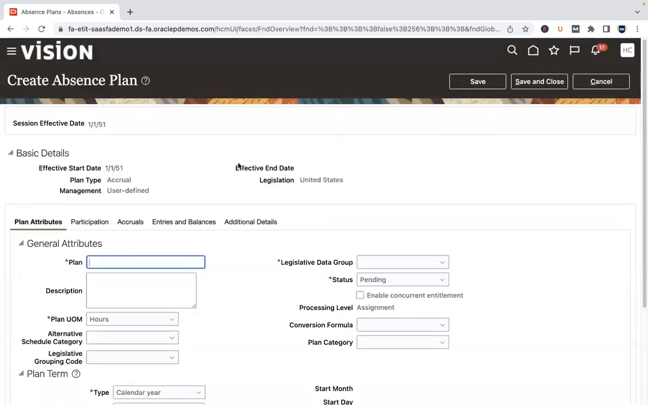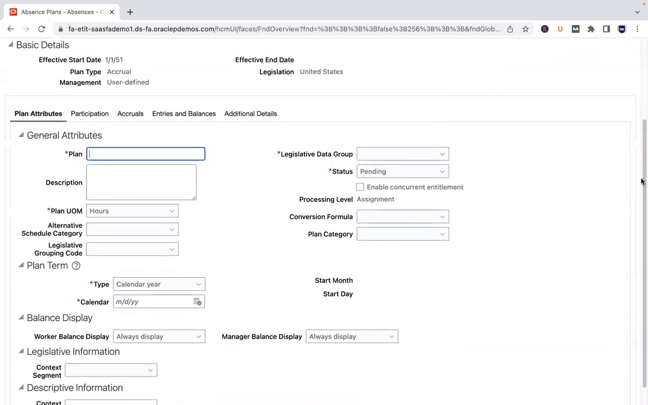So give it a name, and whatever you selected in the previous tab will show up here. And there are 5 tabs that you have to fill in data. Okay, so you say UG12, sick leave plan.